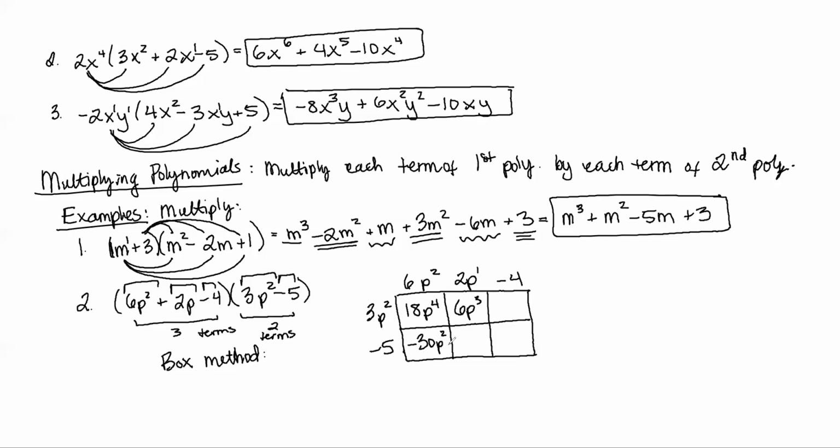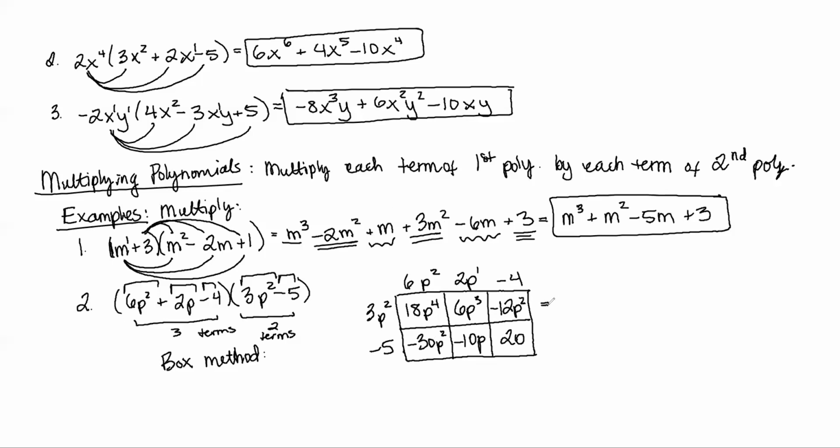Down below that, we have negative 5 times 2p, so negative 10p. And then our last column, on the top, we have negative 4 times 3p squared, which is negative 12p squared. And right below that, we have negative 4 times negative 5, which is positive 20. So this isn't our answer. This is just kind of a method to use to multiply. We still need to write it out and then simplify.